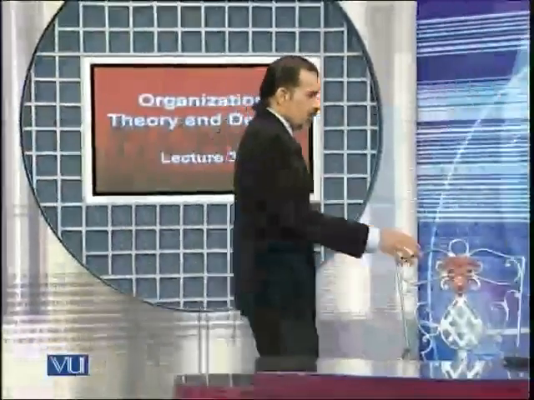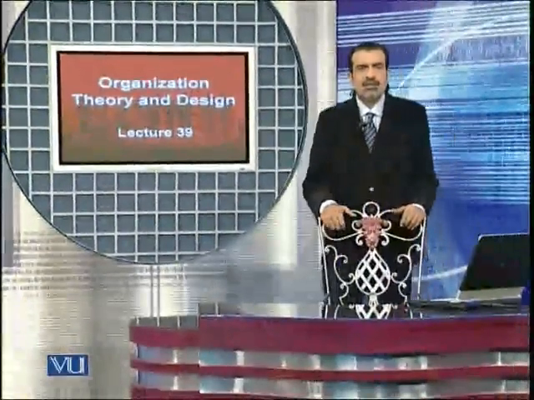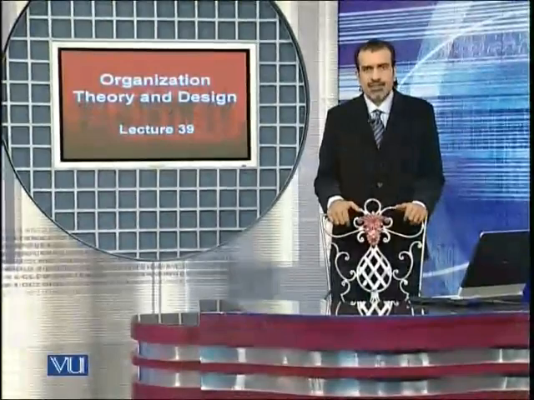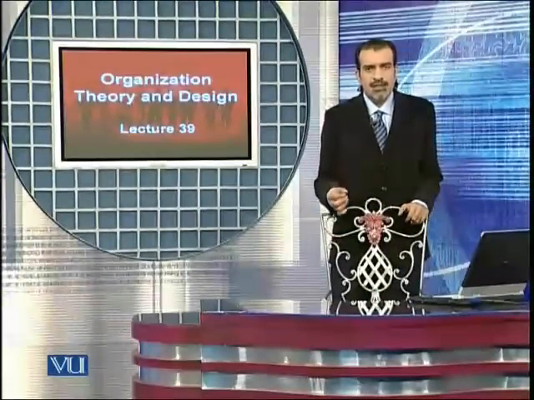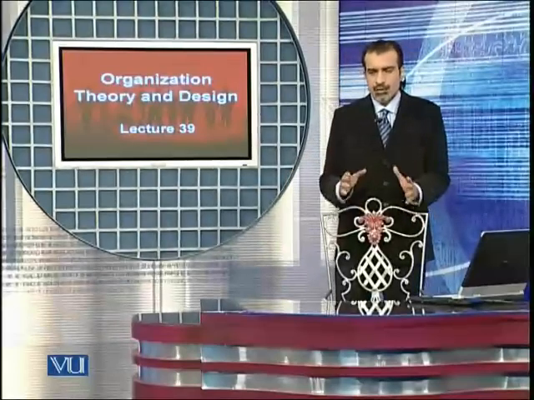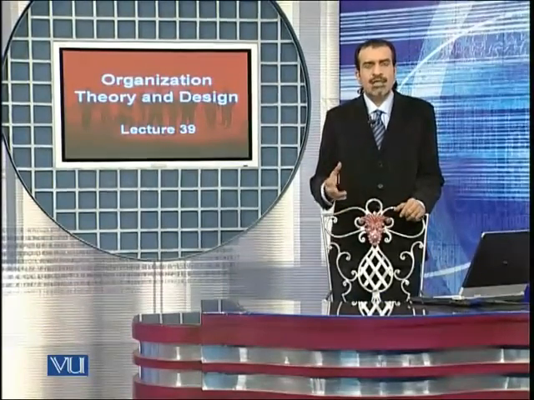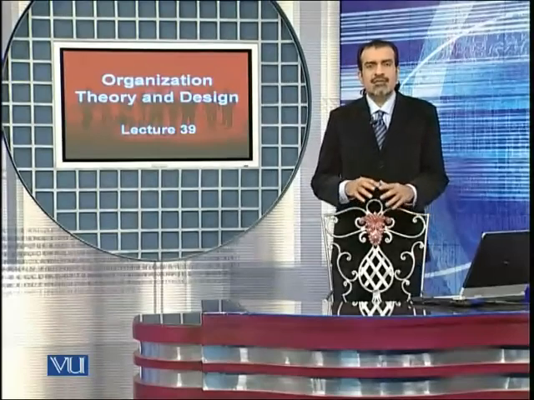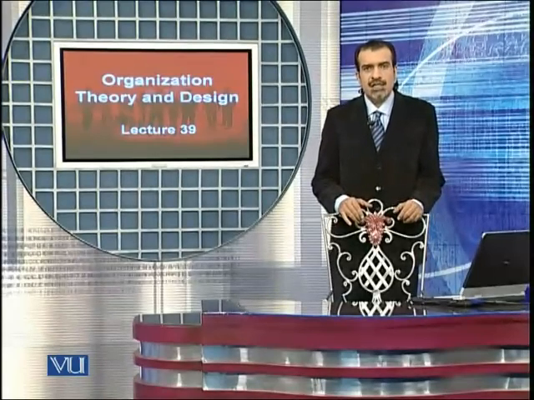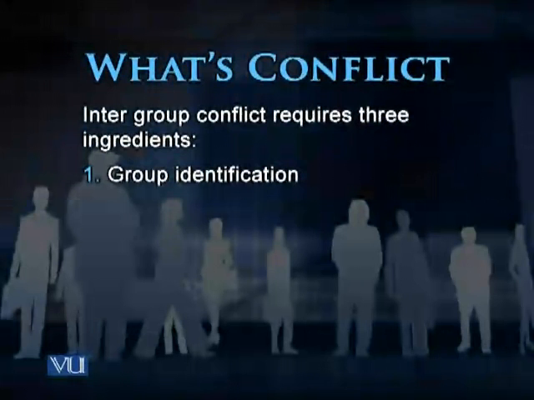Now, the first reason, or first ingredient, or first requirement for intergroup conflict to occur is the group identification itself. If you have no identification with the group, then you will have no commitment with that group. And when most of the members of the group don't identify with that group, then they will have no commitment with that group. So the chances are that they will not enter into any conflict. So the first requirement of group conflict is that people residing in those groups should identify with that group.